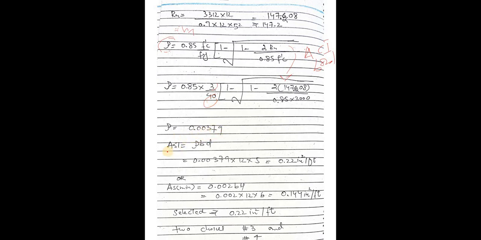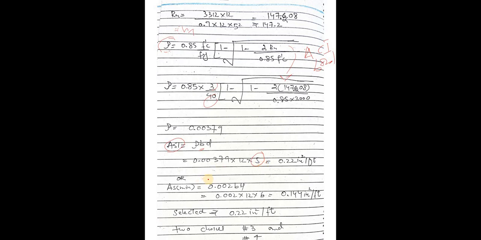After that we have to find Ast. Ast is equal to rho b d. B is 12 and depth is equal to 5 inches, which gives 0.22 inches square per foot. It means that 0.22 inches square per foot of steel is required for this section.